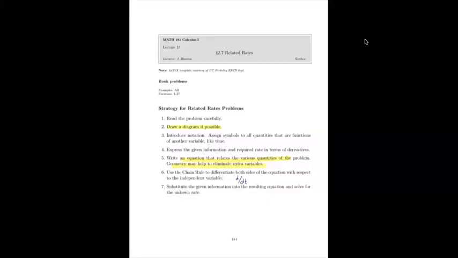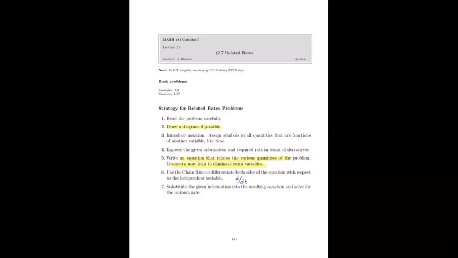Section 2.7 is related rates. At this point, we've covered a handful of differentiation techniques like the product rule, quotient rule, and the chain rule. So we're able to take lots of different types of derivatives for functions of a single variable.